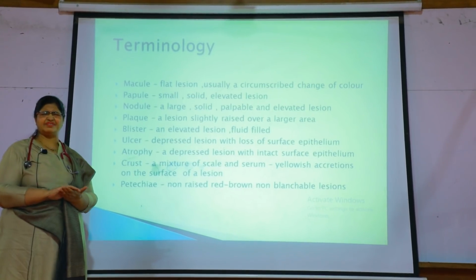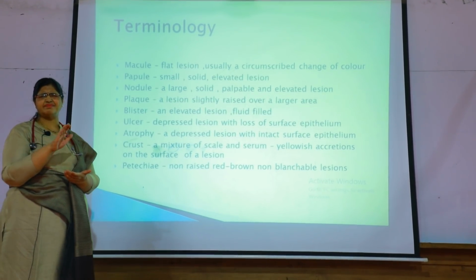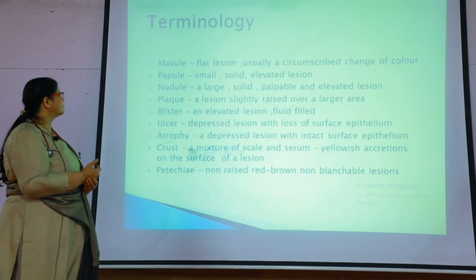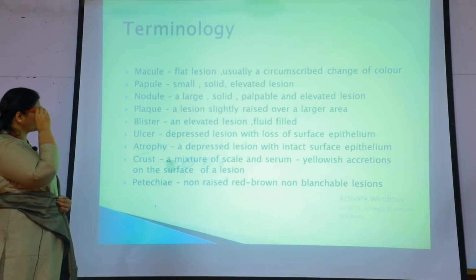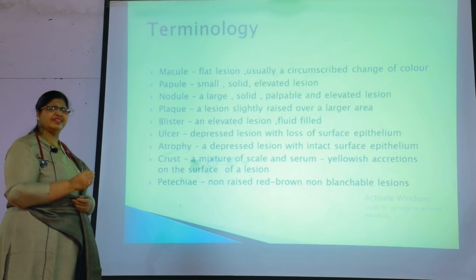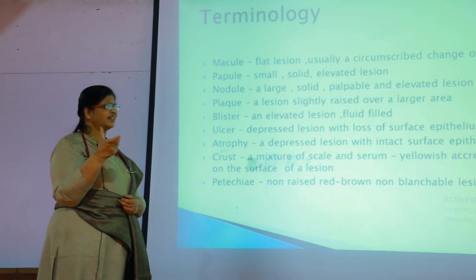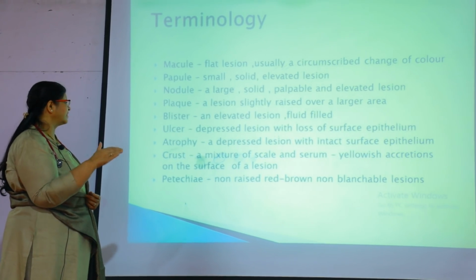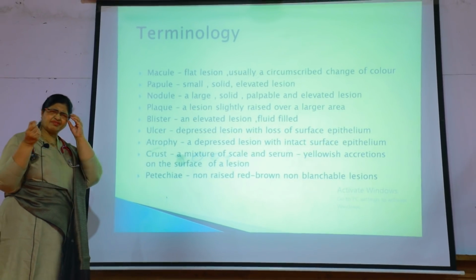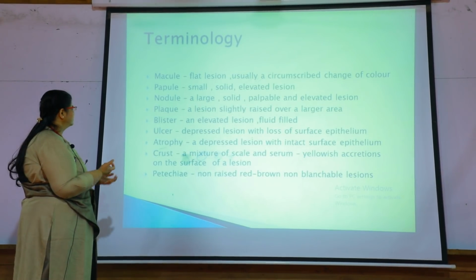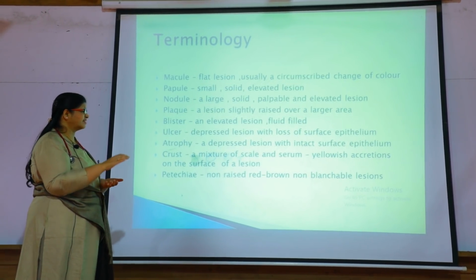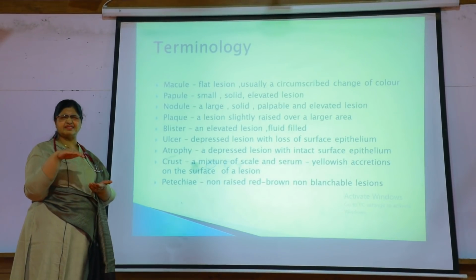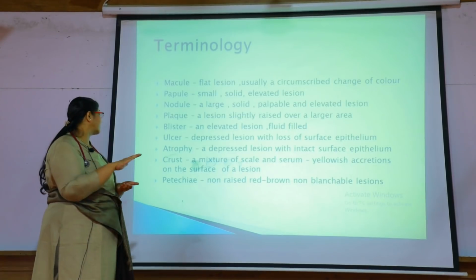One is a macule, which is a very flat surface, well circumscribed, with just a change in the color. Second is the papule, which is a small elevated lesion, and a nodule is a little larger, solid and elevated lesion. A plaque is a lesion that is slightly raised over the area, and a blister is a fluid filled lesion. An ulcer is a depressed lesion with the loss of the surface epithelium, and atrophy is also a depressed lesion, but the surface epithelium is very intact.